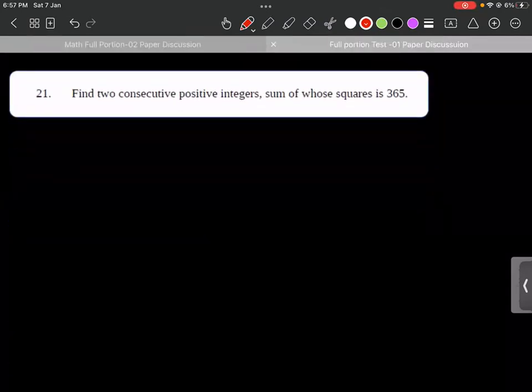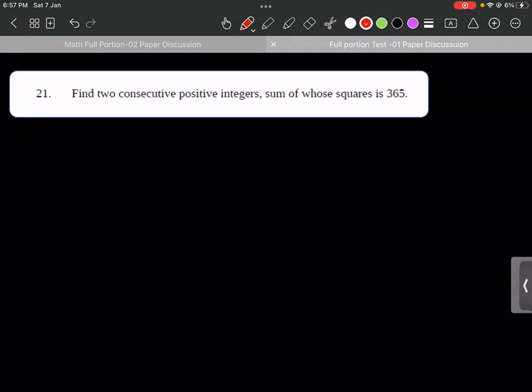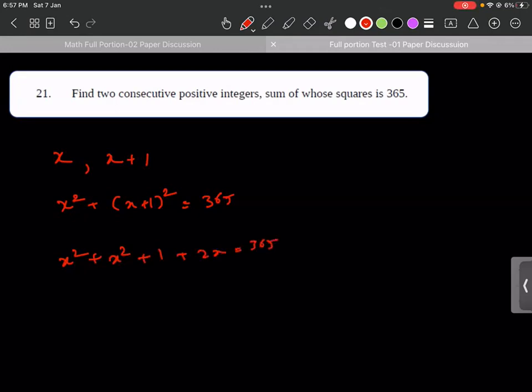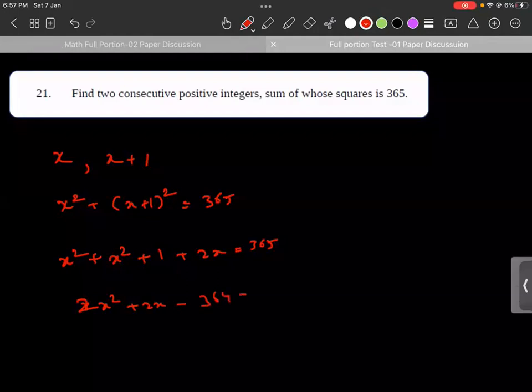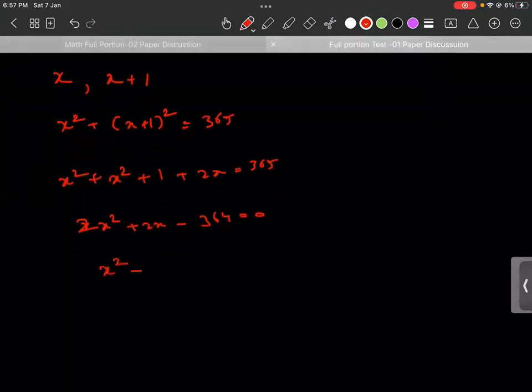Find two consecutive positive integers, the sum of whose squares is 365. So let the integers be x, x plus 1. x square plus (x plus 1) the whole square is equal to 365. So x square plus 1 plus 2x is equal to 365. So 2x square plus 2x minus 364 is equal to 0. So x square plus x minus 182 is equal to 0.